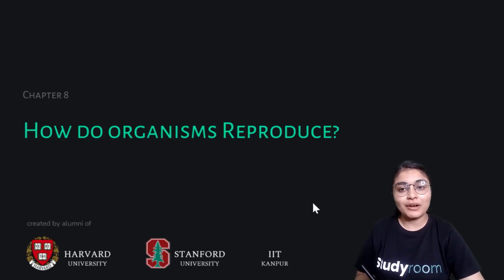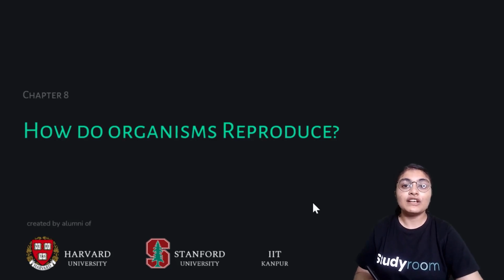This is Anvesha, your biology educator, and in this chapter, we'll be studying how organisms reproduce. We'll be studying reproduction in different kinds of organisms, and also the different types of reproduction, such as asexual reproduction and sexual reproduction, and we'll talk about sexual reproduction specifically in humans. So let us see what we have in store for this chapter.